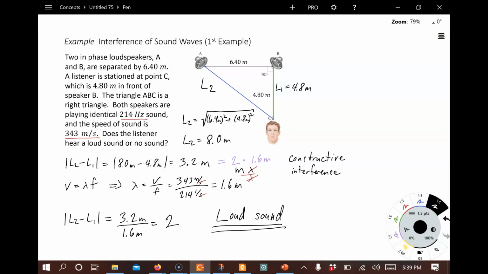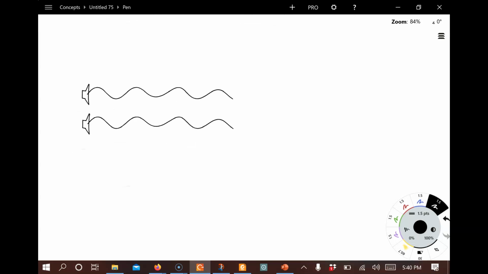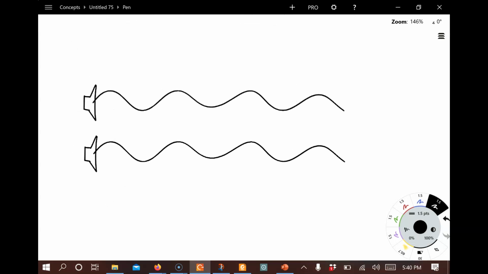All right, I want to just show you for a moment why the path length difference does result in the different types of interference that we observe. So down here I have a little picture of a couple of speakers that are emitting waves. They're moving towards the right, and they have the same wavelength. And imagine that there's a listener over here somewhere, and they want to hear. They're kind of listening. I'm not sure what planet they're from.